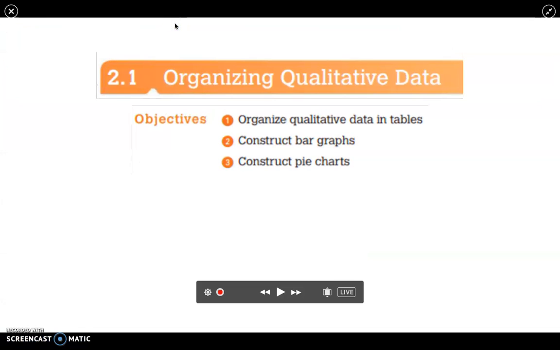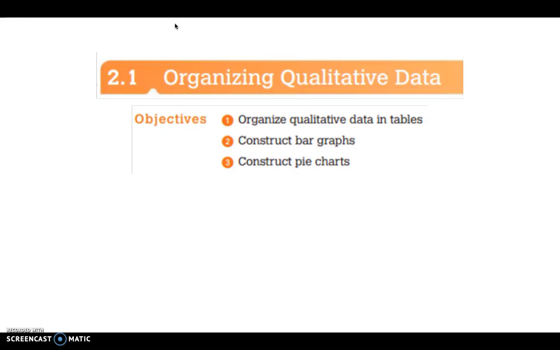Okay, we're going to be looking at section 2.1, which is organizing qualitative data. And remember, these are data sets that we can put into categories and that numerically they don't make sense. The differences in values don't make sense. Qualitative has almost the word qualities built in there. They can be broken down into categories.